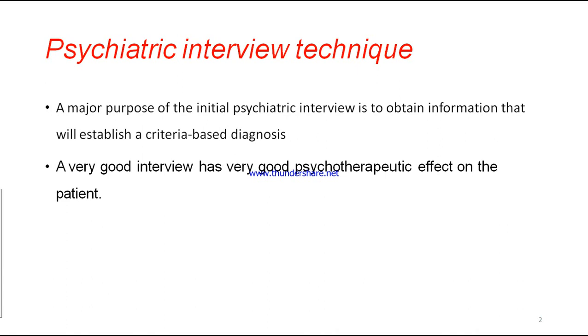For example, to diagnose schizophrenia, you must have some criteria. Unless those criteria are fulfilled, you can't say that the patient has schizophrenia. So you must be strict to dig out all the clinical manifestations so that you can diagnose properly.